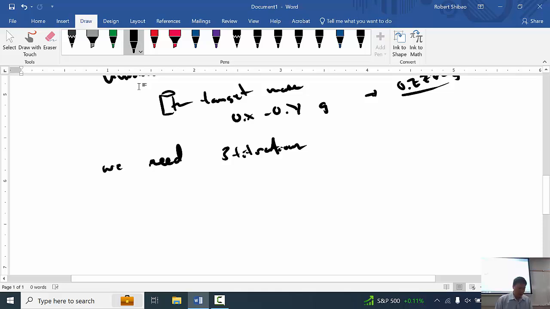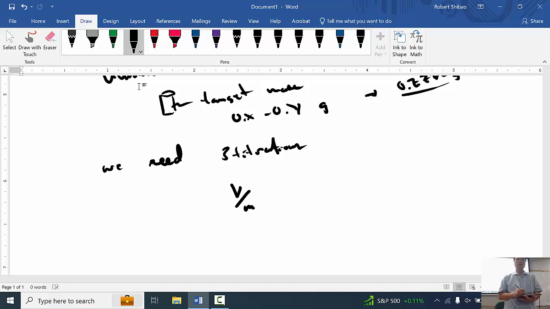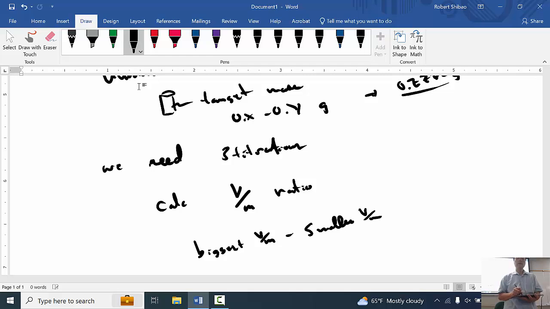And so what would be better is if we just get the volume to mass ratio. For each run, calculate the volume to mass ratio. And then we want the biggest volume to mass ratio minus the smallest volume to mass ratio, divided by the smallest volume to mass ratio, times 100%. This will be the percent difference.